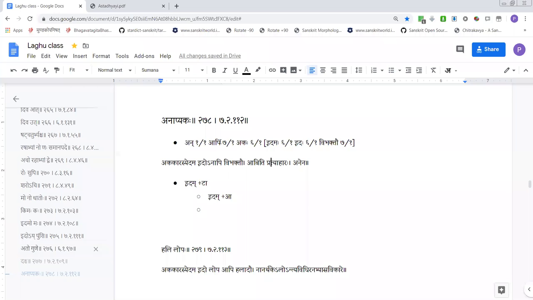Can someone tell me, here it is api, but here it is abhi? Why is it api here, and why is it abhi here? So this is homework. If you cannot find out now, why did this pakara become bakara here and remain pakara here? Api, abhi.